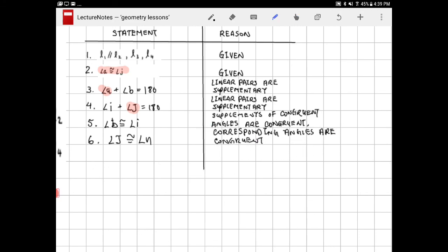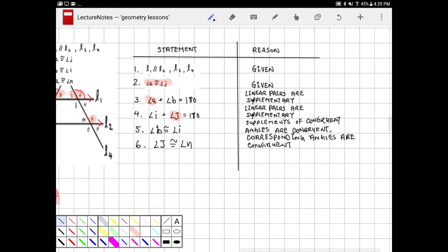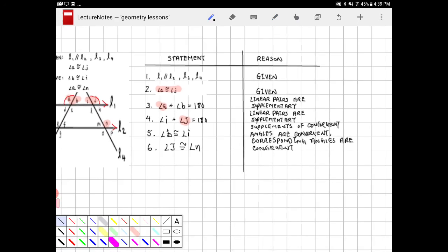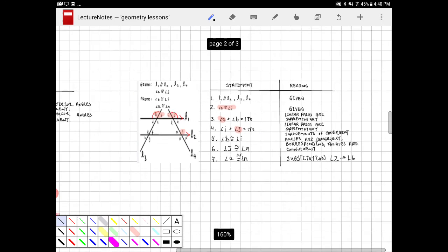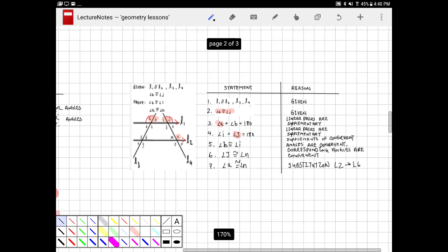Because corresponding angles are congruent, and because J is congruent to N, and I know that A is congruent to J, the next logical conclusion is that A must be congruent to N. Angle A must be congruent to angle N because I'm performing a substitution. Between which lines? Between line 2 and line 6. And here it is again in its entirety.